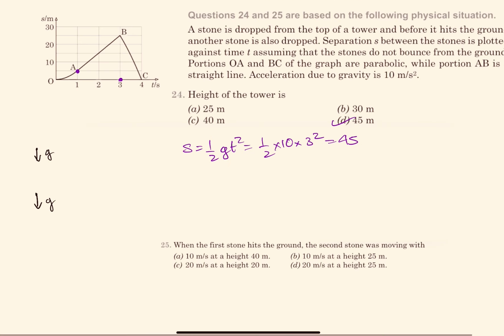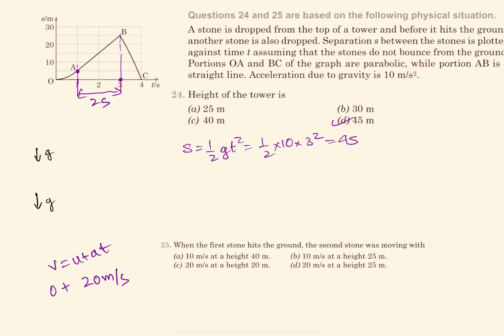Next, when the first stone hits the ground, the second stone was moving with what speed? So when the first stone hits the ground, as I told you, the second stone has been dropped from here and it has been moving for this much time, that is for 2 seconds. So if it has been moving for 2 seconds, what would be its speed? Its speed would be A into T, which is 20 meter per second, right? V is equal to U plus AT. It was dropped, so U is 0. And when we do A into T, we will get 20 meter per second.